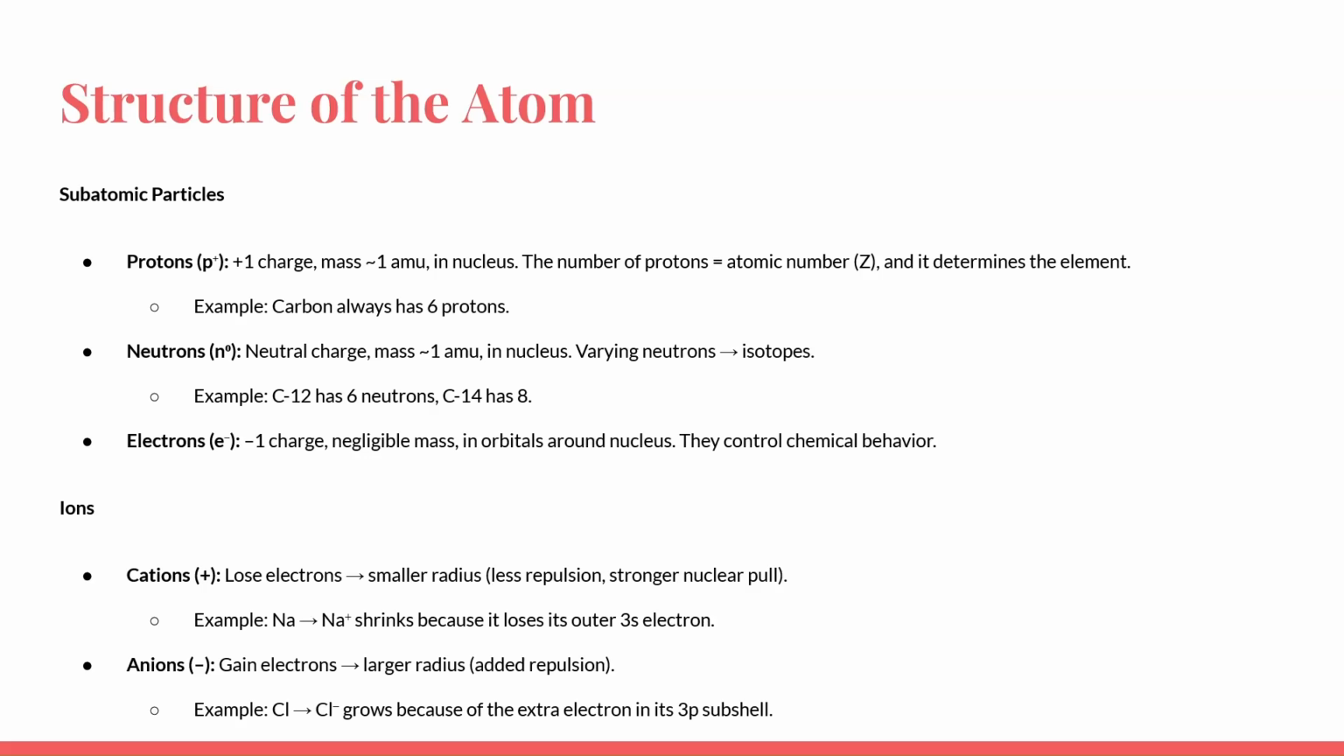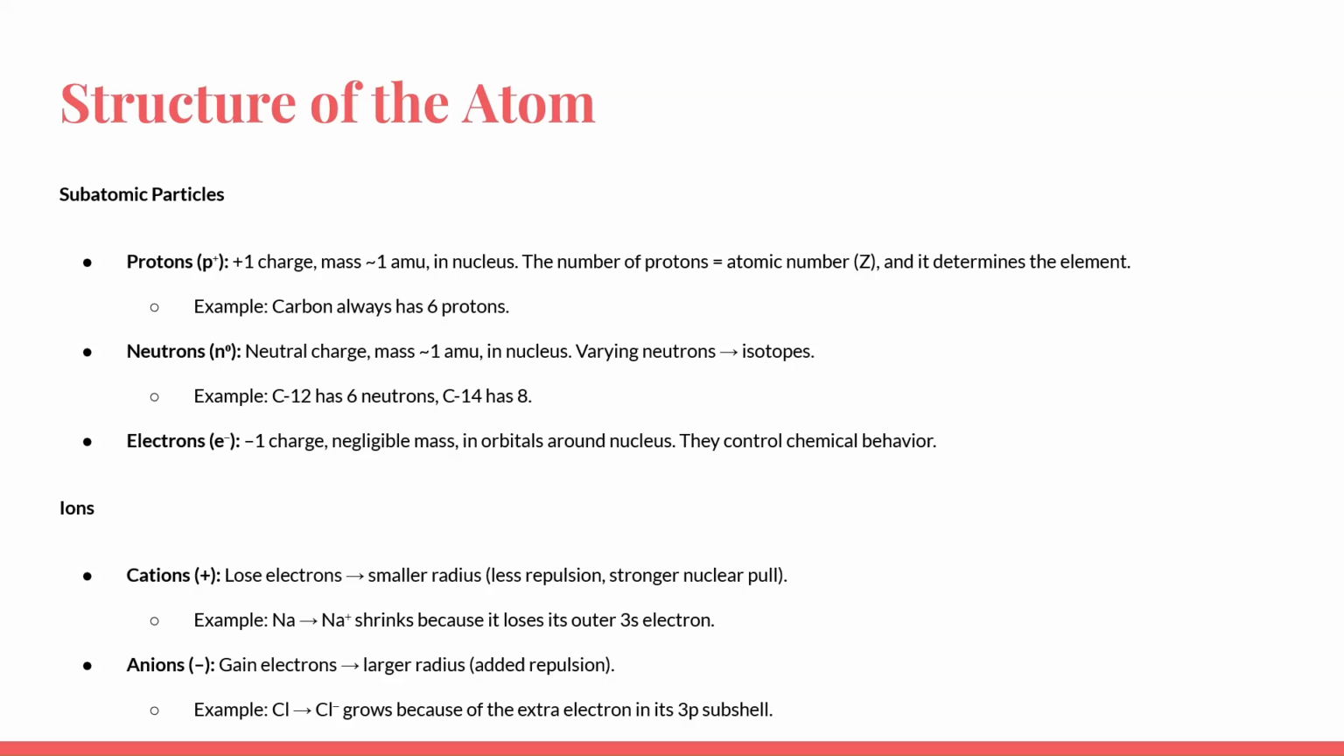So since protons and neutrons make up the weight, it will have an AMU of 12. C14 has 8 neutrons and it would have an AMU of 14, because 6 protons plus 8 neutrons is 14, and since they both make up the weight, then that would be that. Then electrons, E negative, have a -1 charge. They have negligible mass, which means that they don't count towards the AMU, and they're in orbitals around the nucleus, not in the center with the protons and the neutrons. They control the chemical behavior.